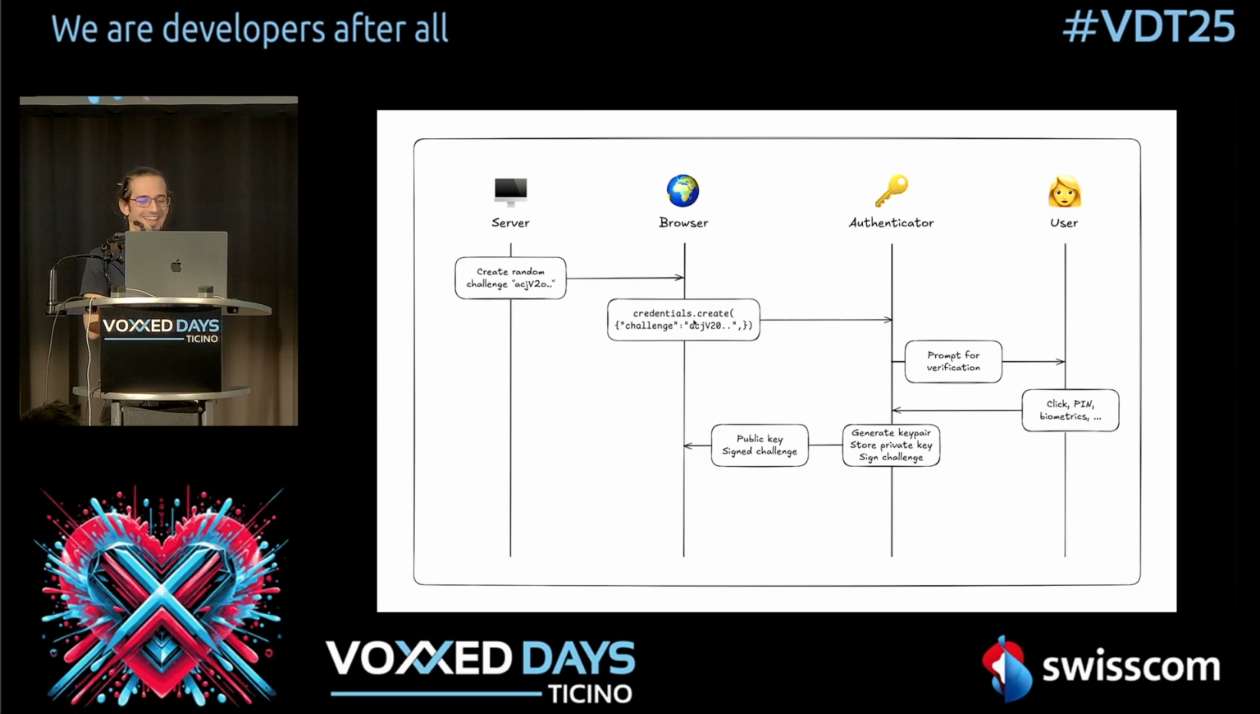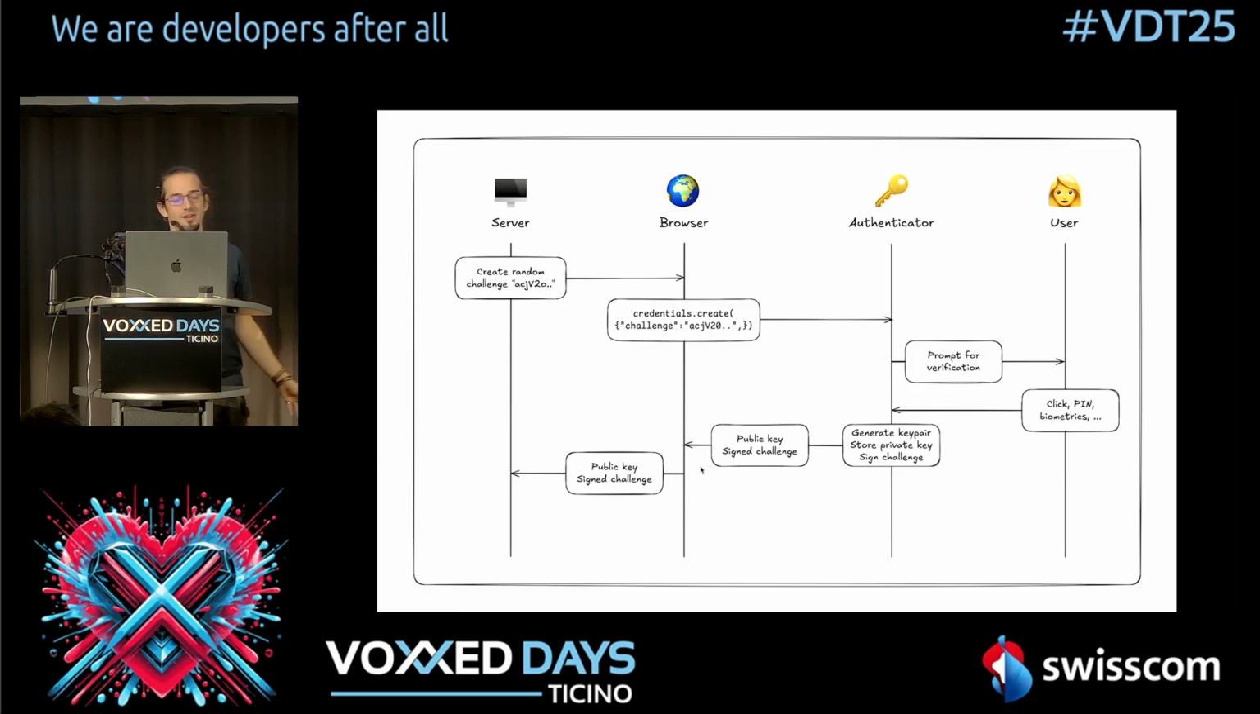And then using that private key, it signs the challenge that was sent by the server. So then you do a little bit of JavaScript that takes the response of this credentials create, which is the signature and the public key, and we send it to the server.